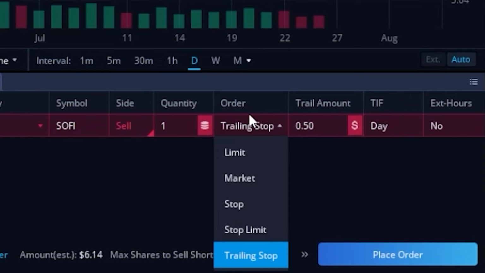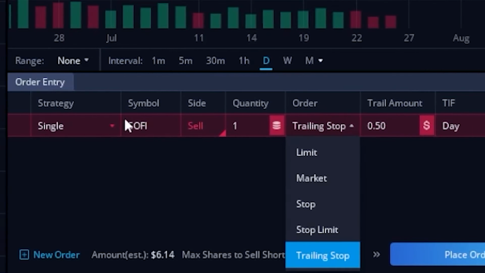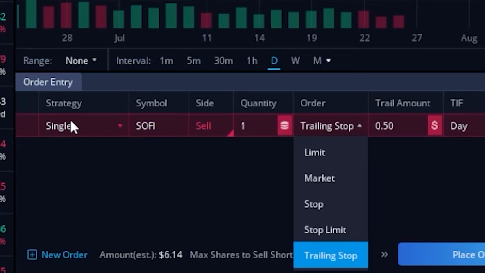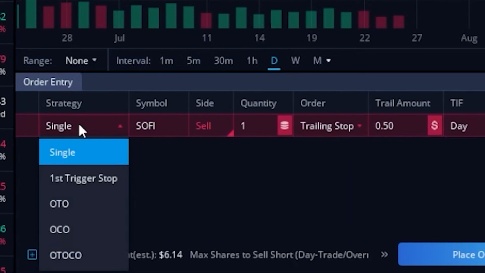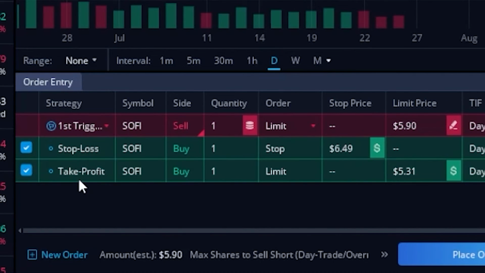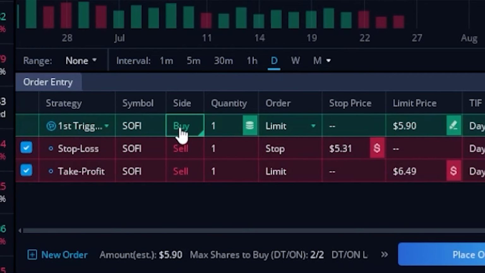And in order to do that, we would simply come over here to the left-hand side of our order ticket to the strategy tab and just go ahead and click on the word single here. That'll then open up a little sub menu with all of the advanced order types available to us. And for right now, I just want to click on the one that says first trigger stop. You'll then see that 2 other order tickets open up right below that. And for this one, it doesn't make a whole lot of sense. So let me flip that back over to buy.